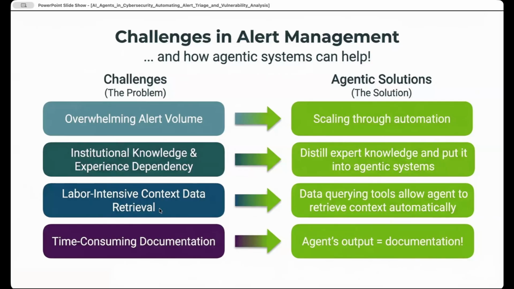In terms of labor-intensive data retrieval, we can provide data querying tools for the agent to interact with the existing systems and monitoring services, and retrieve all the context automatically. And the last part is documentation. The agent's output is documentation; this is the outcome of the agent. The agent is going to provide detailed analysis, recommendations and conclusions for the humans to further dive deep into the situation or escalate it if the recommendation is not helpful. So this is how agentic systems can help, and the end goal is, of course, to reduce the human time spent diagnosing all the alerts.